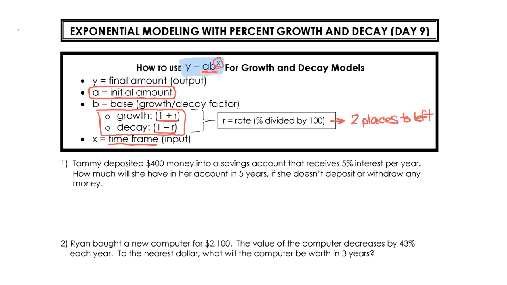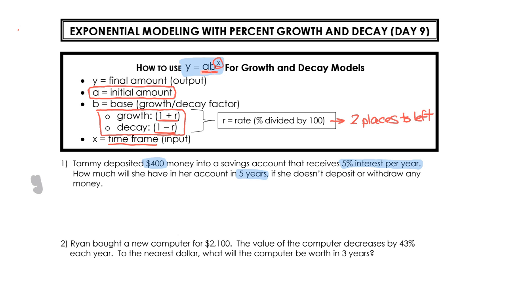So in number 1, it says Tammy deposited $400. And again, if you guys watch my warm-up, I always like to highlight the numbers in the problem, so that I can go back up real easily and say, okay, what variable does this number represent? So Tammy deposited $400 into a savings account that receives 5% interest per year. How much will she have in her account in 5 years? If she doesn't deposit or withdraw any money, that just tells you that you don't have to worry about what she takes out or what she puts in. And so here we go.